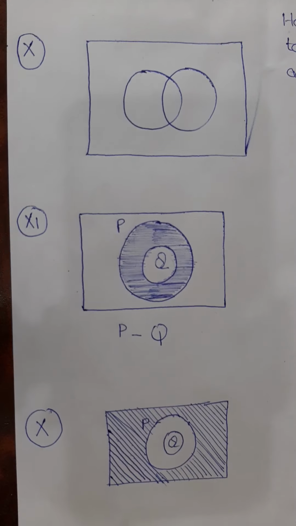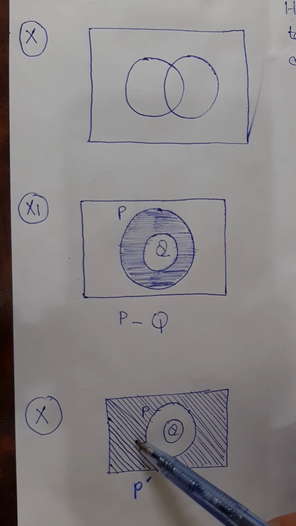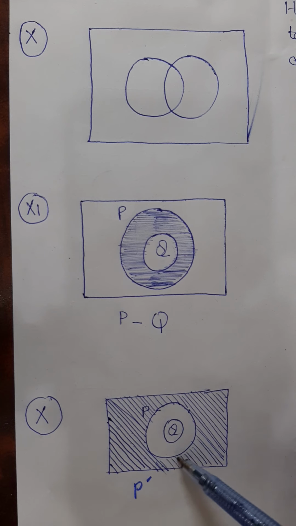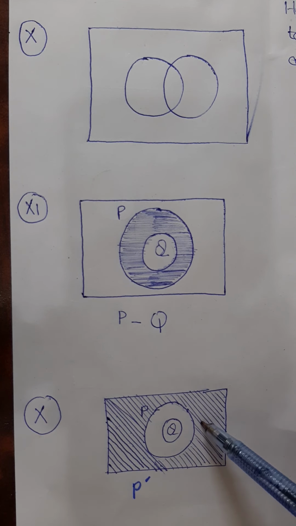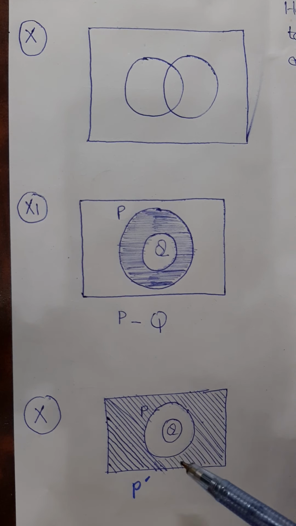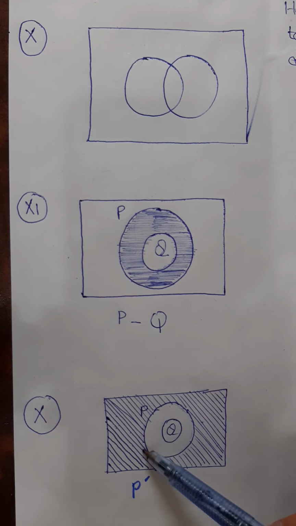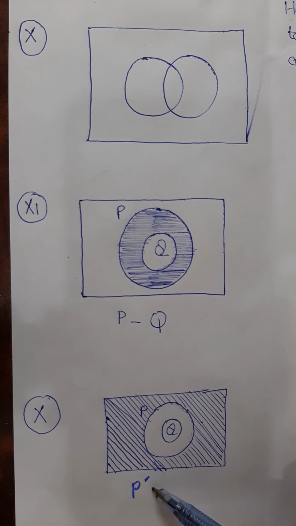And in the last part, as you can observe, the shaded area is the area which does not include the circle of P. Basically, the circle of Q is a part of circle of P, and the shaded area is outside the circle of P. As we know that everything outside this circle P is P complement, this shaded part is basically representing P complement.